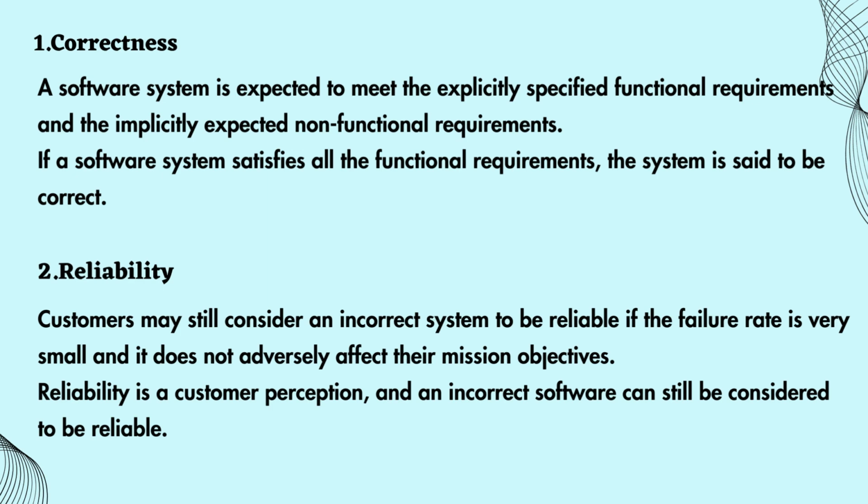The next one is reliability. Customers may still consider an incorrect system to be reliable if the failure rate is very small and it does not adversely affect their mission objectives. Reliability is a customer perception, and incorrect software can still be considered to be reliable.